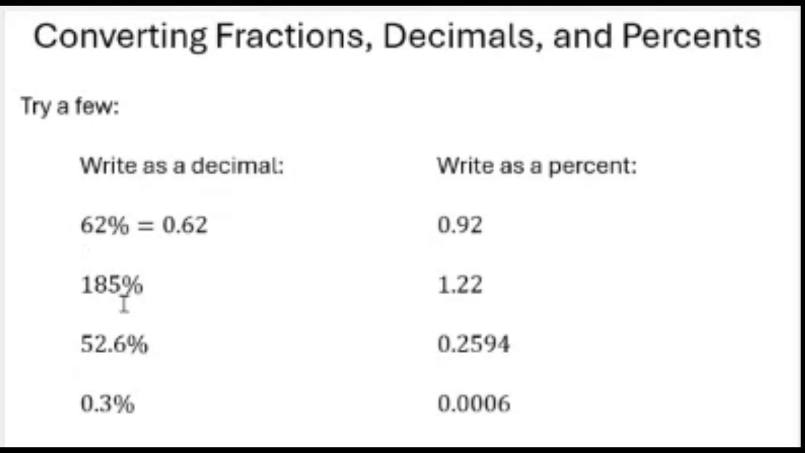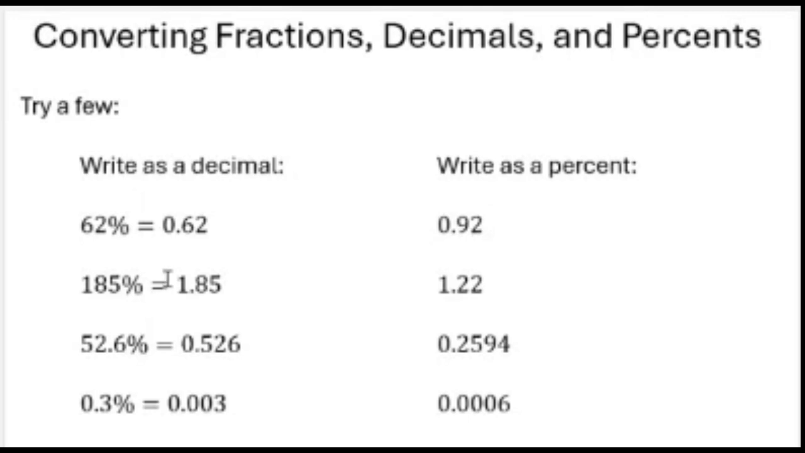185, so our decimal is there at the end. 1, 2 to the left becomes 1.85. 52.6%, 1, 2 to the left becomes 0.526. And 0.3%, 1, 2 to the left, so we're going to have to add an extra 0 in there. 1, 2, 0.003 is what that will become. 0.3%, 0.003. Okay. Over here, turning these decimals into percents, we're going to go in the reverse order.